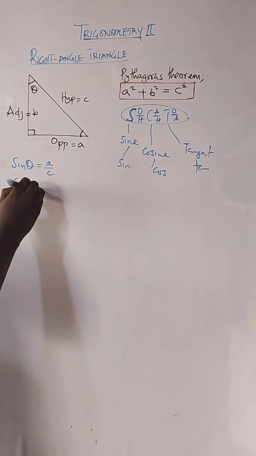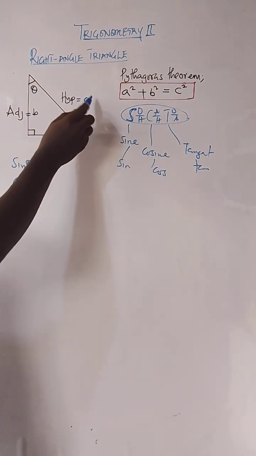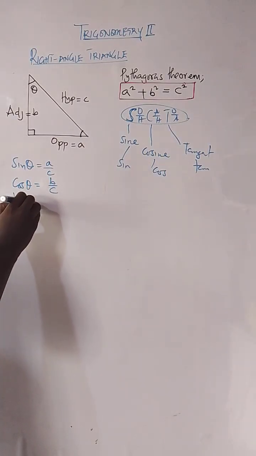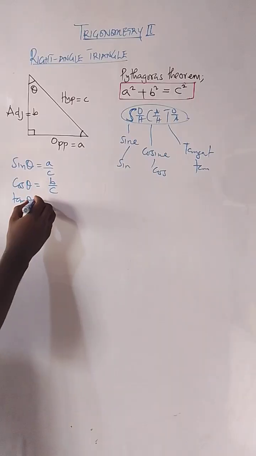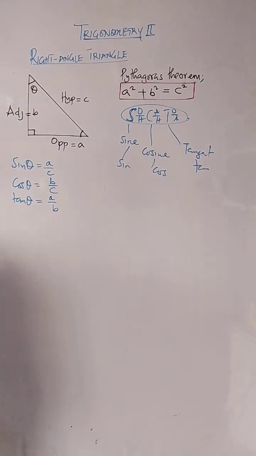While the cos of the angle is the adjacent to the hypotenuse. Adjacent to hypotenuse. While the tangent of the angle, tan theta, is the ratio of the opposite to adjacent. So opposite to adjacent, A divided by B.